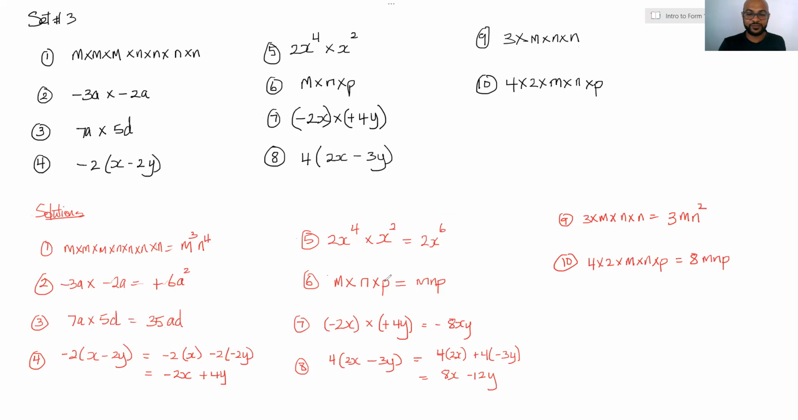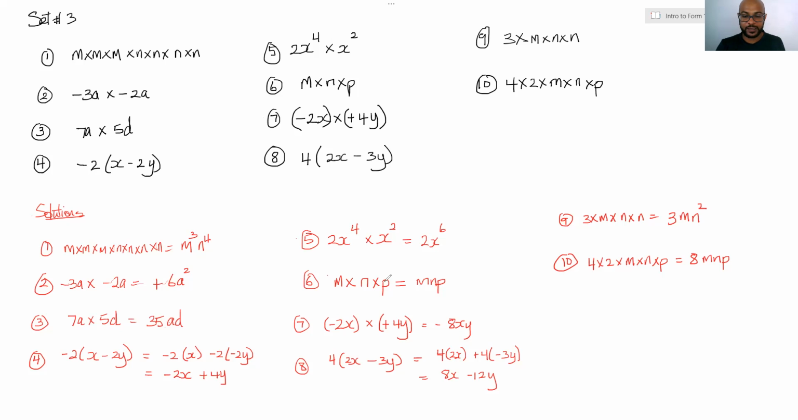Number 7, we have negative 2x multiplied by positive 4y. Here, different variables. We have an x and a y, so we know that's combining. We have different signs as well, so we know the answer should be negative. And then we work in the numbers 2 by 4. Again, do the sign, number, letter. So sign is negative. Number 2 by 4 gives me 8. And then the letters x by y give me xy.